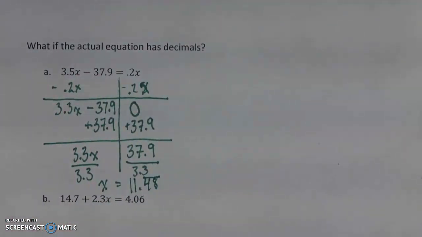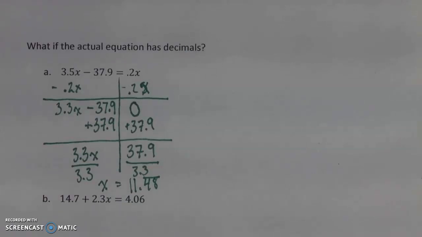Now, again, like normal, I would check my answer. So I want you guys to go ahead and do the check. Remember that this is a decimal answer. Perhaps you're going to have to do a little bit of rounding, or maybe you leave this as a fraction. Now it's a very ugly fraction. 37.9 over 3.3 is pretty stinking ugly, but it will function just like normal. It doesn't need to be pretty to be effective.